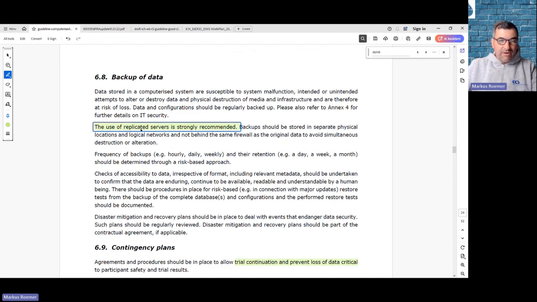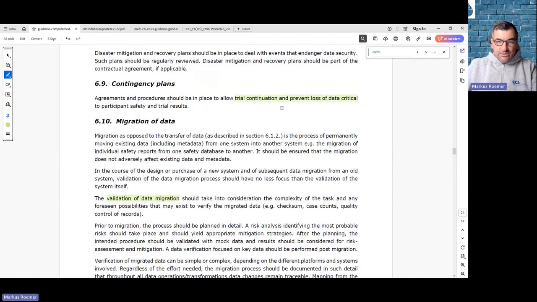So backup, the use of replicated servers is strongly recommended. Yes, I would also see that. Like this, trial continuation and prevention of loss of data critical to patient safety and trial results should be in place. However, in which way you will do that.